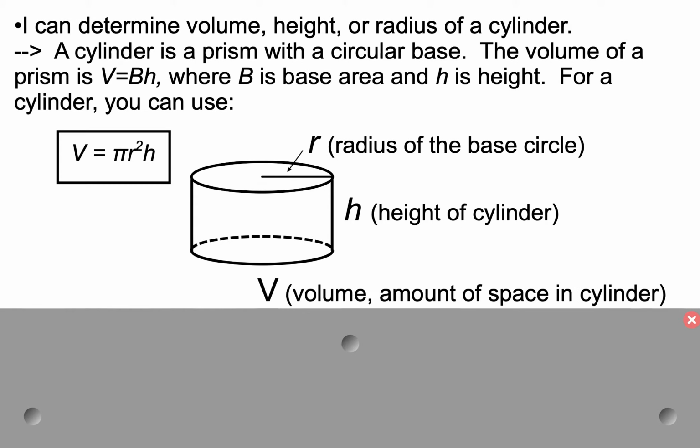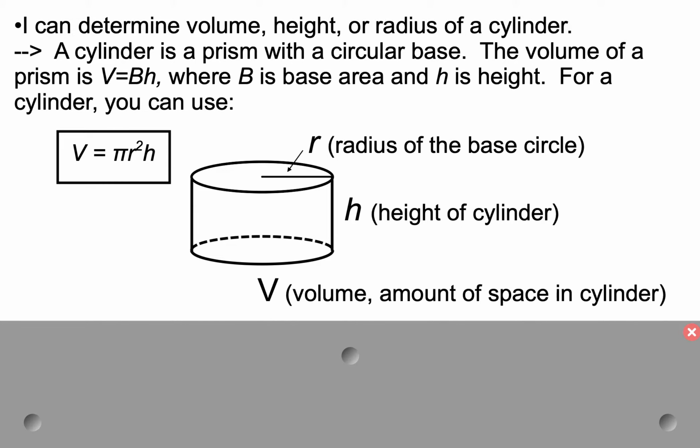First, some information on what a cylinder is. A cylinder is a prism with a circular base. The volume of a prism is V equals BH, where B is the base area and H is the height. For a cylinder, you can use the fact that the area of a circle is pi r squared, which gives us the formula V equals pi r squared H, where r is the radius of the base circle, H is the height of the cylinder, which is the distance between the two circular bases, and V is the volume, or the amount of space inside the cylinder.